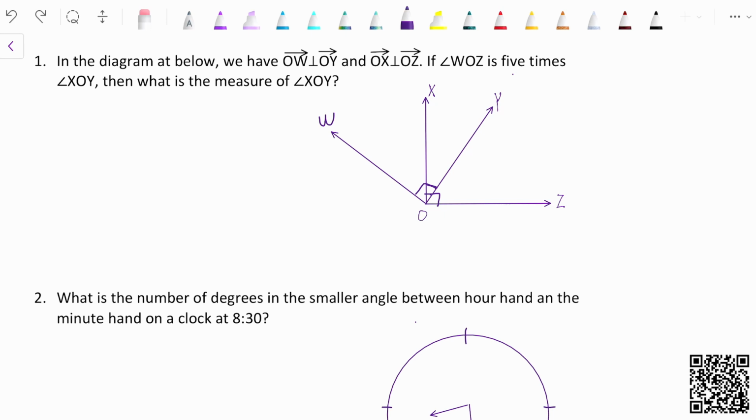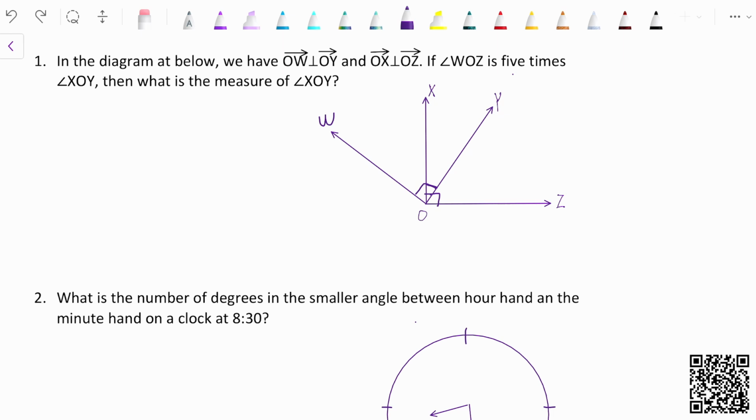Today's first question is, in the diagram below, we have ray OW is perpendicular to ray OY, and ray OX is perpendicular to ray OZ, which I've already marked out. Oh, the 90-degree angles, I mean. If angle WOZ is 5 times angle XOY, then what is the measure of angle XOY?